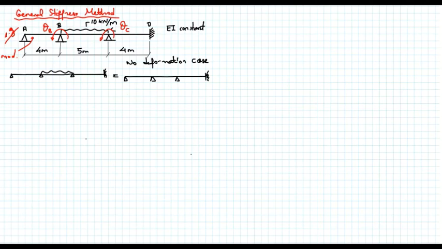I don't draw it this way, so let me erase this part, or let me redraw it one more time. Sorry for that. We will draw the discrete version of them. So this is member AB, member BC, and member CD. 10 kilonewton per meter.